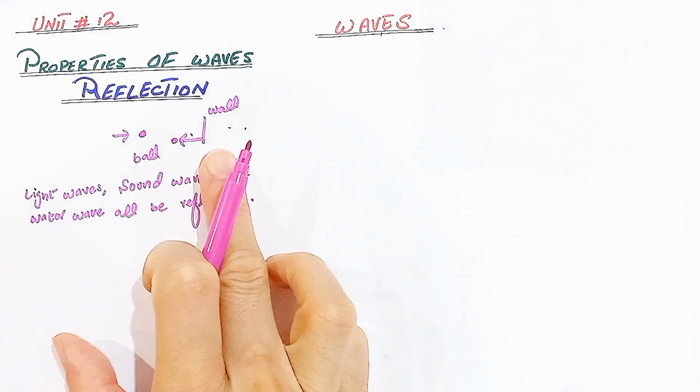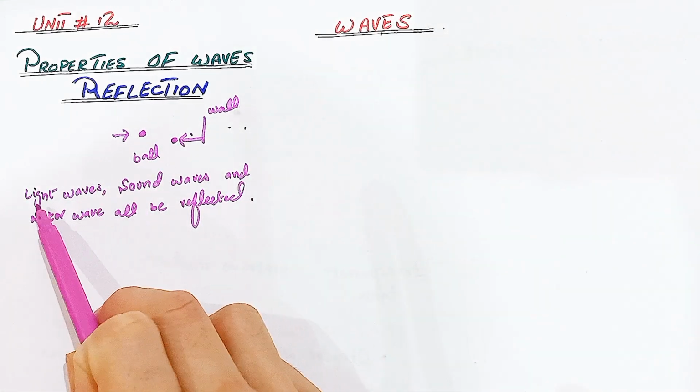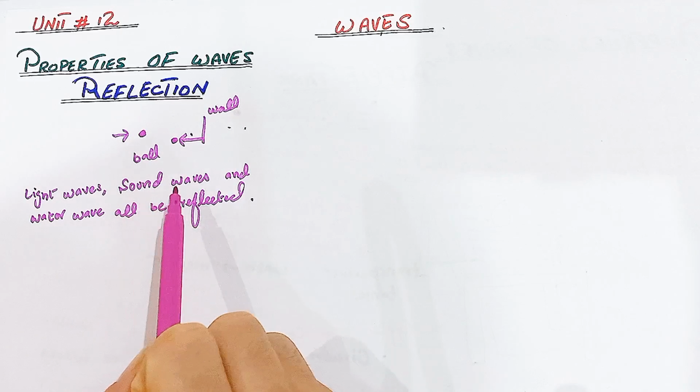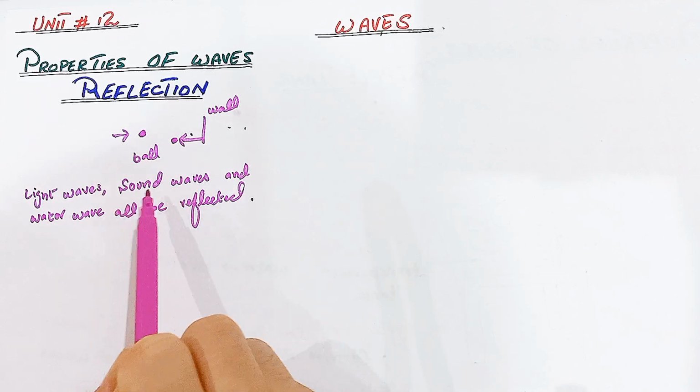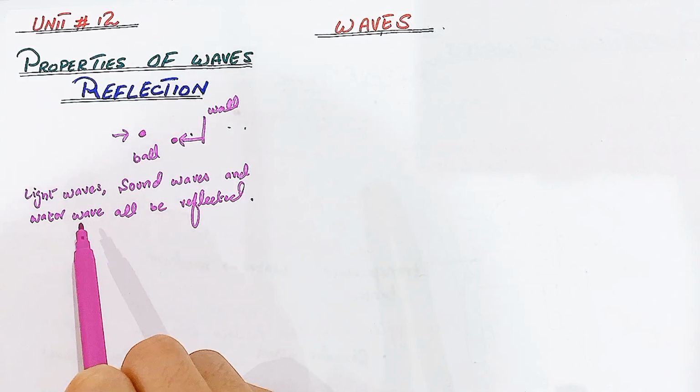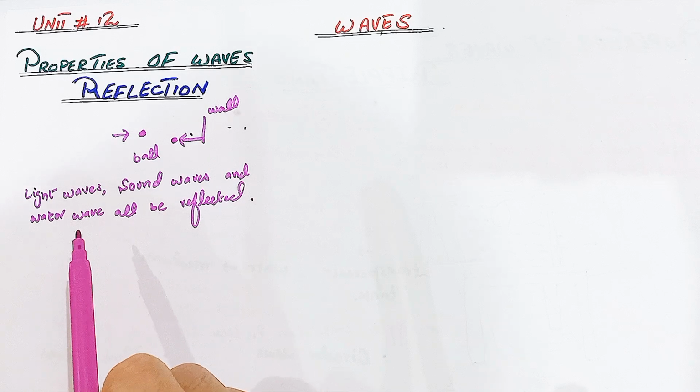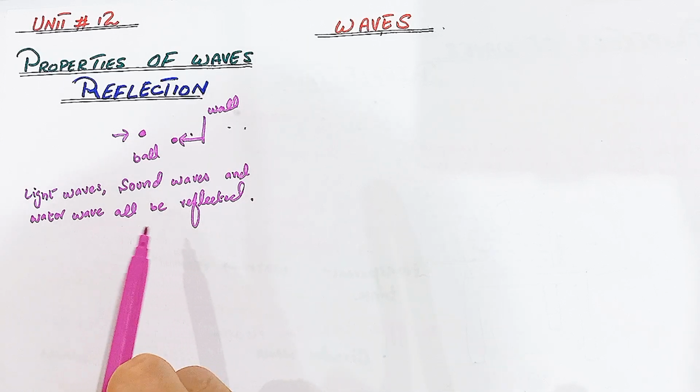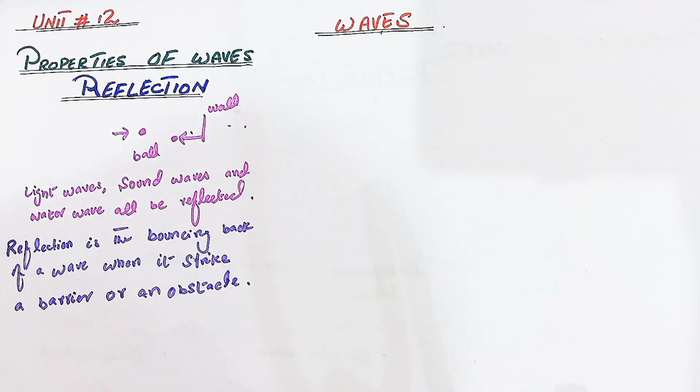Not only the ball is reflected. If a light wave strikes a mirror, it is also reflected back. A sound wave, when it strikes the mountains, is also reflected back. And water waves are also reflected back when they hit any barrier or obstacle. So this produces the reflection of the wave. Here we write the definition of the reflection of the wave. Reflection is the bouncing back of a wave when it strikes a barrier or an obstacle.